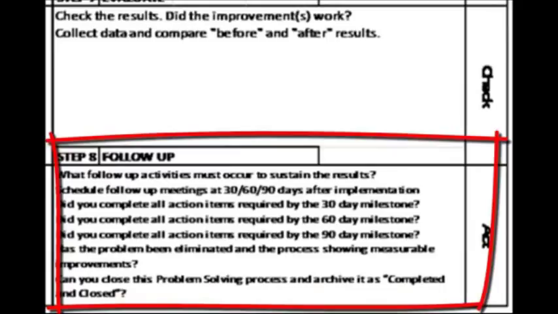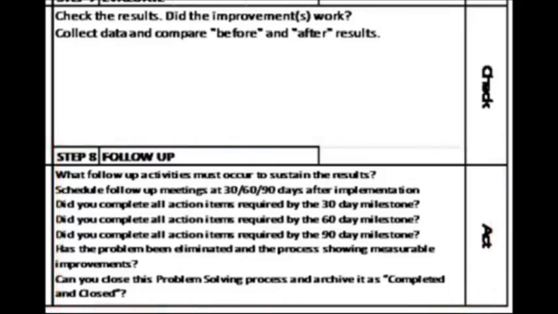Now, step 8 is follow-up. I like to follow up at 30, 60, and 90 days. The reason I like to do 30, 60, 90 days is because it really helps to build in a long-term focus on this process. In the first 30 days, you're going to be looking at, did we complete all of the action items recognized in the A3? At 60 days, you're going to be collecting data and really asking the question, is this working? Are we achieving the goal? Is it meeting the expected results?